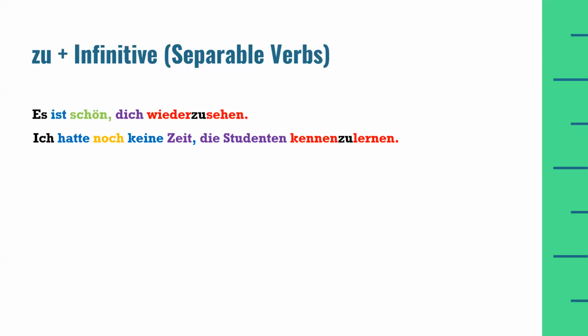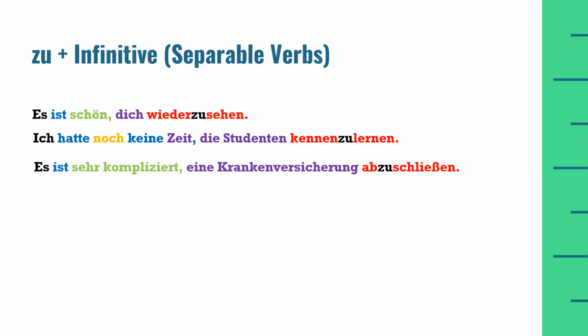Another example, ich hatte noch keine Zeit, die Studenten kennenzulernen. I haven't had time yet to get to know the students. Again, die Studenten kennenzulernen. Kennenlernen is a verb which is separable. Because we are using the zu plus infinitive form, here we have to put the zu between kennen and lernen. So it will become kennenzulernen.